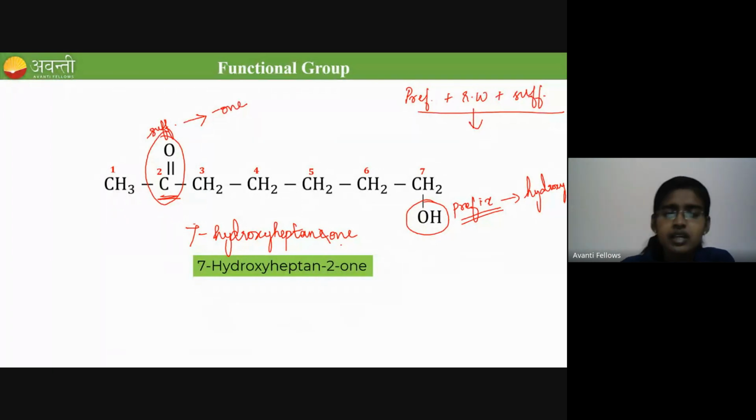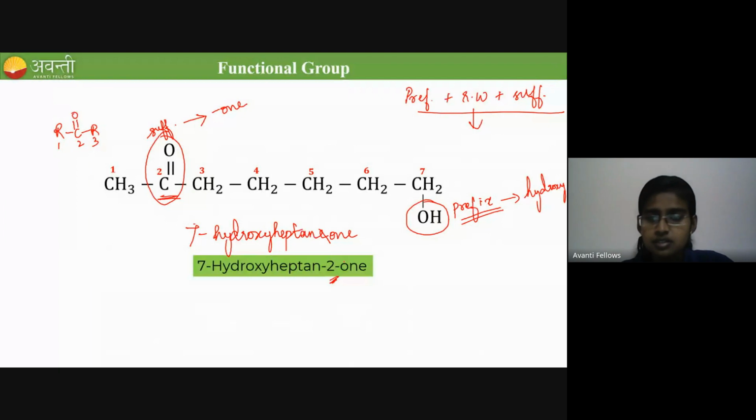Even if you write heptanone, it is also correct. Because ketone cannot be in the first position, right? In both the sides, we are having R group, right? So always ketone will be in the second position only. So even if you don't write number 2 there, no problem. You can write 7-hydroxyheptanone. That is also correct. But if it is in the third position or fourth position, obviously you have to mention 7-hydroxyheptane 3-one, 7-hydroxyheptane 4-one, like that. For 2 only, there is an option. You can write or you cannot write.